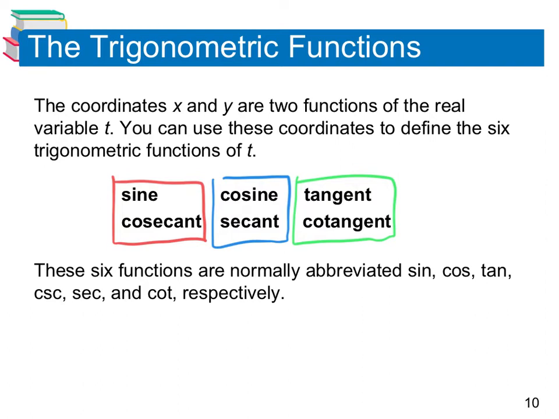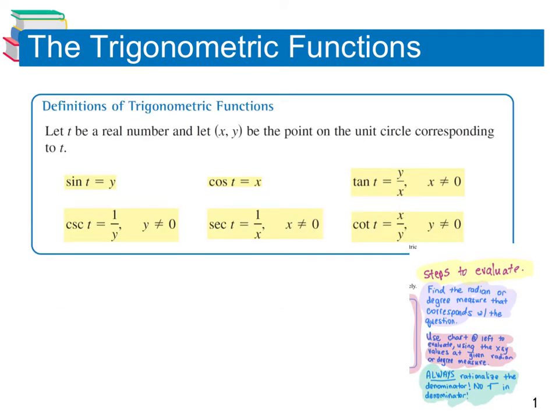One last thing to point out here is that we abbreviate them as sin, cos, tan, csc, sec, and cot. It's not sin, it's sine. We would abbreviate them this way, but we say them this way.